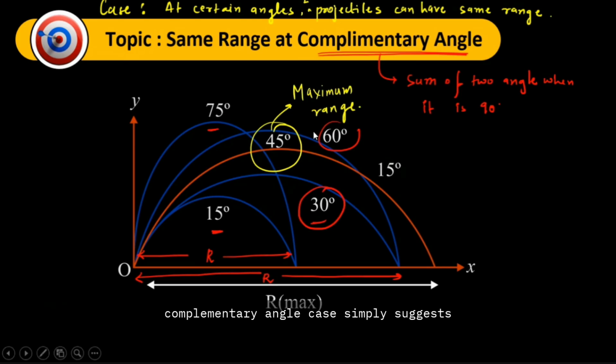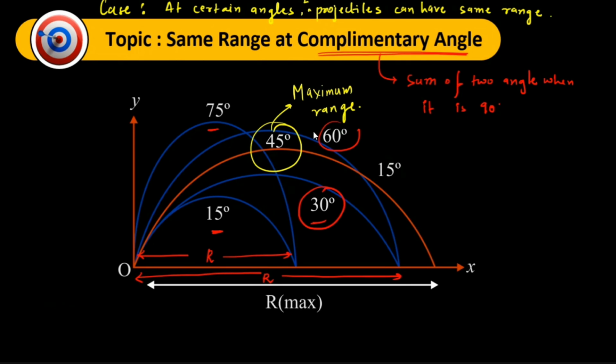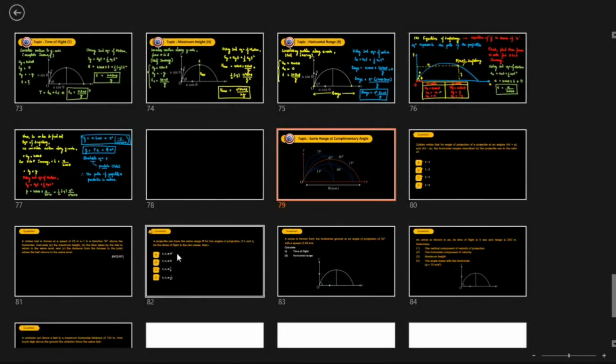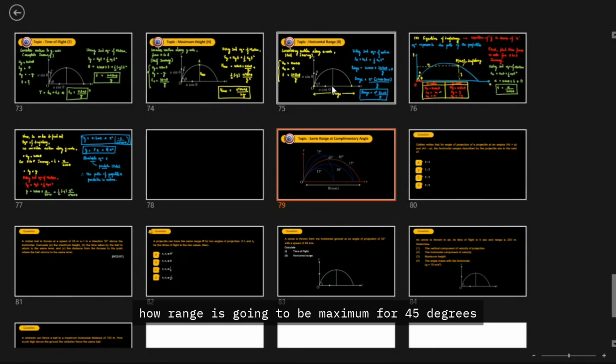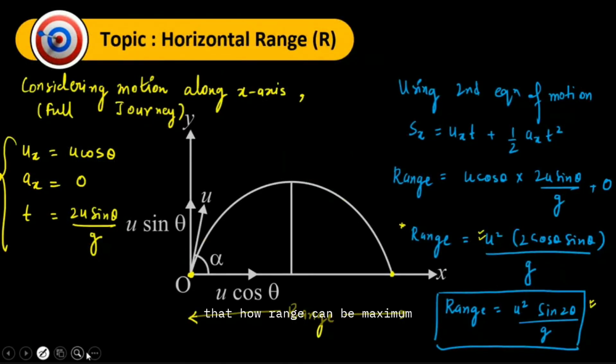So the complementary angle case simply suggests that whenever the angles of projection of two different projectiles sum to 90, the range will be the same, whereas at a certain angle, that is 45 degree, the range will be maximum. This can sometimes be asked, to prove that the range is maximum for 45 degree. So let us try to prove how the range can be maximum. This is going to be the maximum range case.